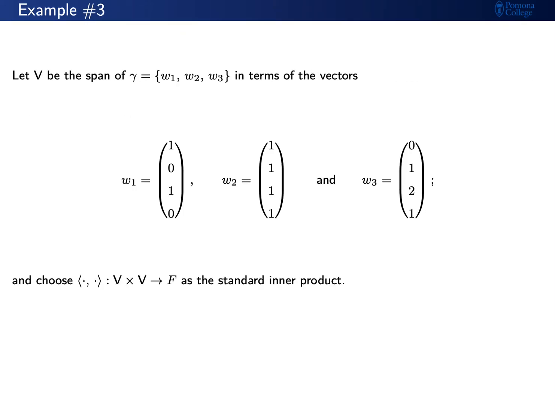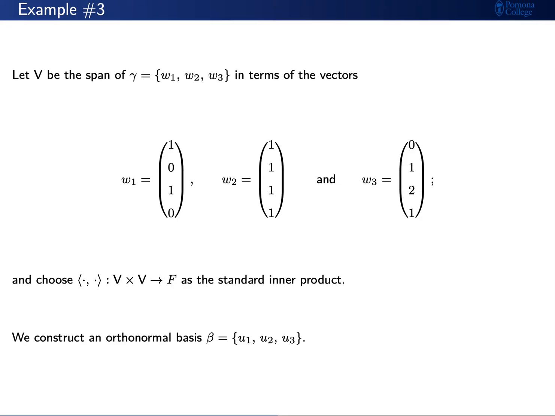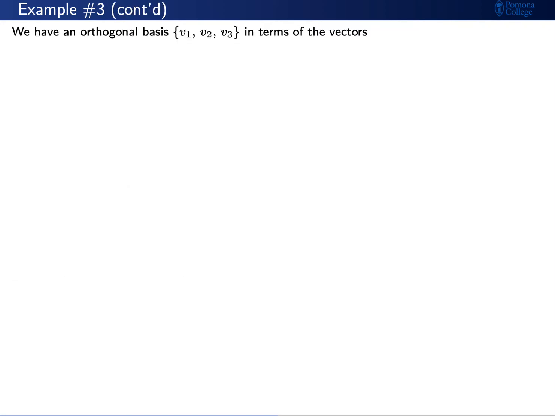Let's try to write down an example that's a little bit more down to earth. Let's say that V is the span of the following three vectors inside of R4: w1 is (1, 0, 1, 0), w2 is (1, 1, 1, 1), and w3 is (0, 1, 2, 1). We'll choose our angle bracket in this case to be the standard inner product. We'd like to construct an orthonormal basis beta. First, let's compute an orthogonal basis in terms of the following vectors using the Gram-Schmidt process.